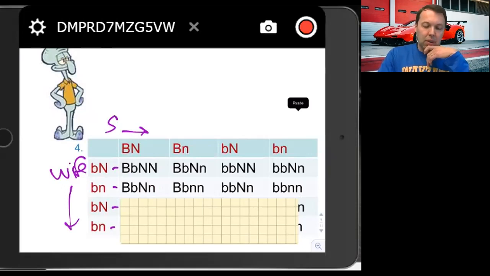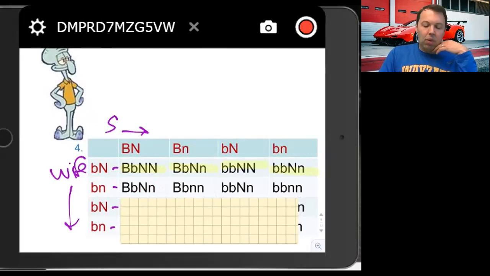Okay, big B, little b, big N goes here. The second box, we had big B, little b. Make sure you have that capital first and the B's together. Big N, little n. The third box, two little b's, one from mom and one from dad, and two capital N's, one from each parent. And then here, the fourth box, little b, big N, little n.